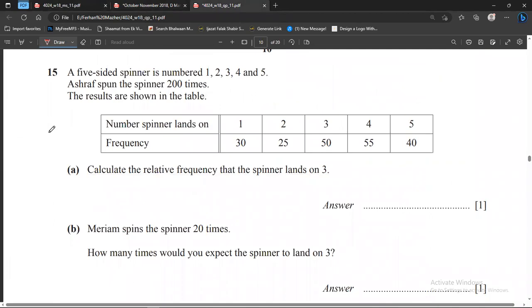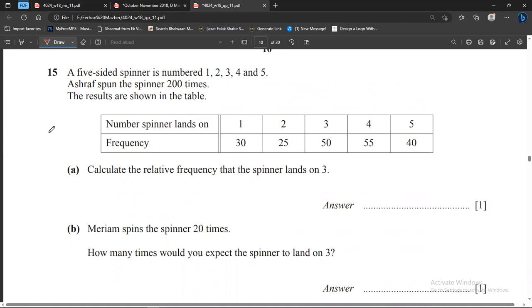The next question is question number 15. A 5-sided spinner is numbered 1, 2, 3, 4, and 5. I should have spun the spinner 200 times. The results are shown in the table. Okay, the 1 came 30 times, 2 came 25 times, 3 came 50 times, 4 came 55 times, 5 came 40 times. Calculate the relative frequency that the spinner lands on the 3.